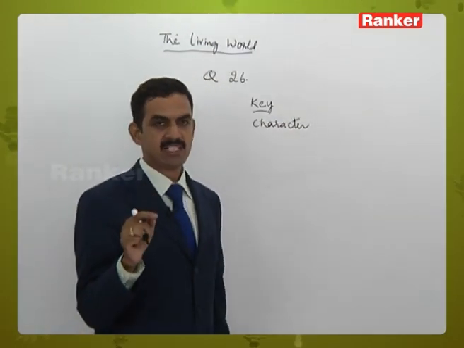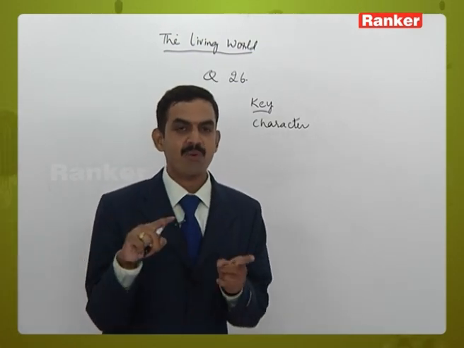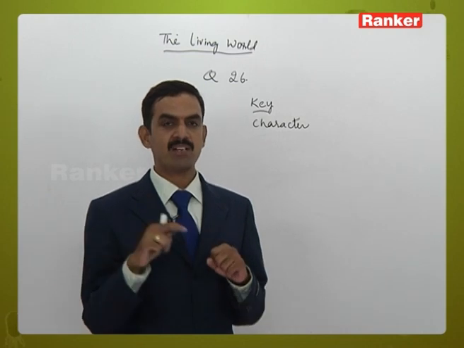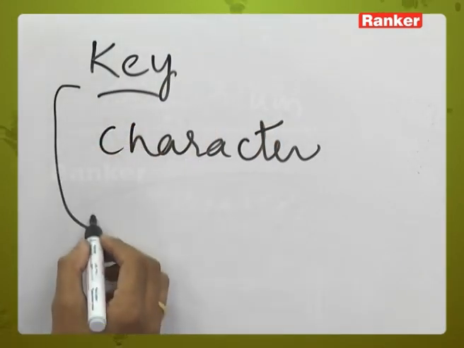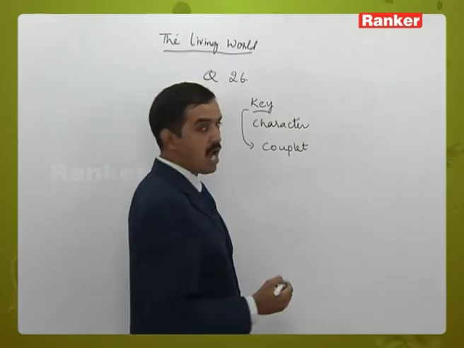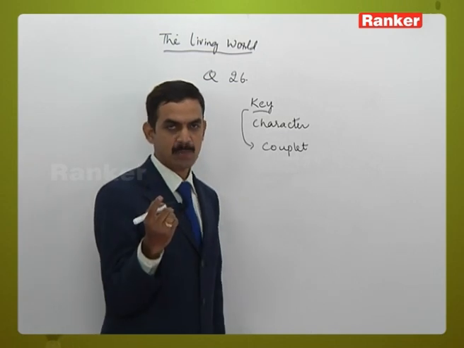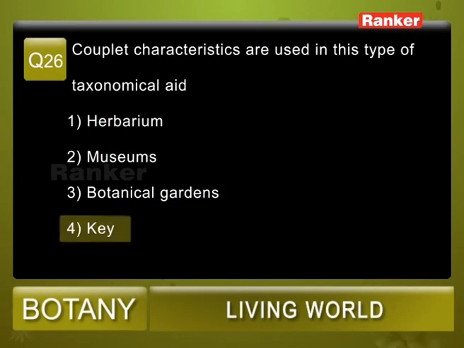Out of those 2 characters, one is related to that organism, that is the plant, and one is not related to the plants. So each key contains 2 characters, and that is called a couplet. Out of the couplet, one is related to the plant and one is not related to the plant. So question number 26, the correct answer is 4.